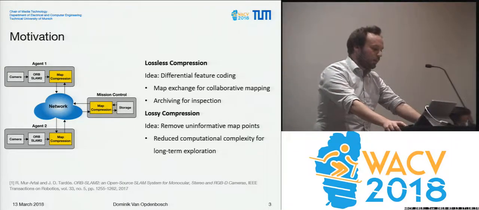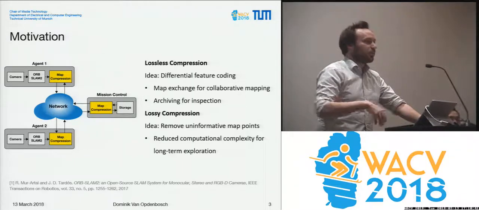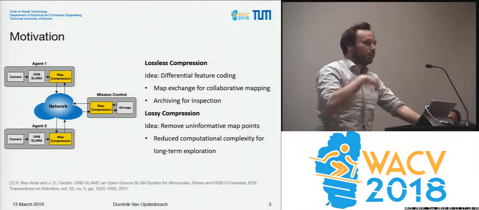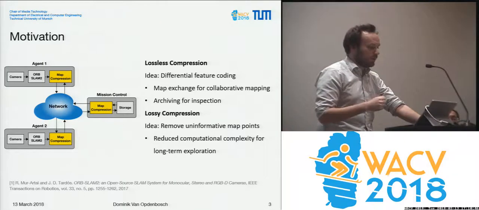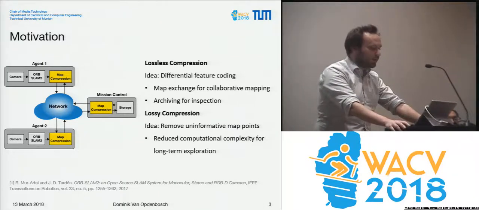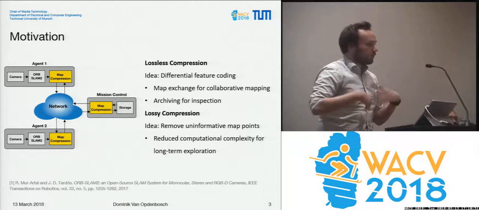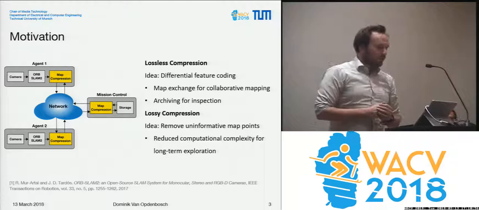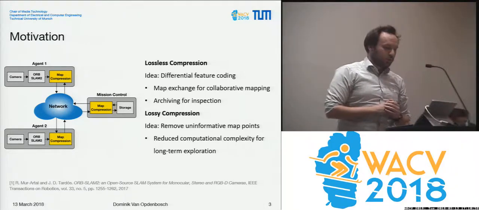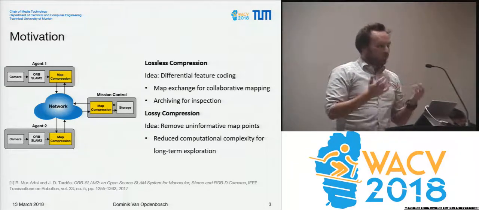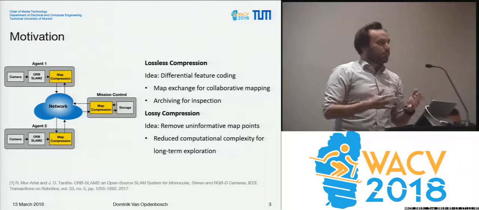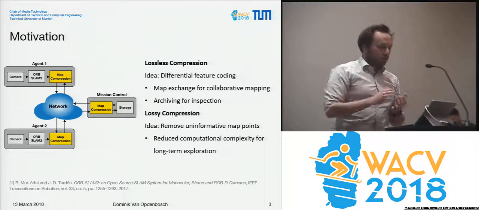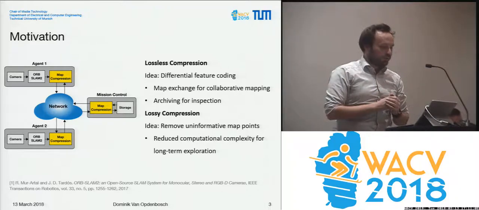Our proposed map compression module consists of two parts. The first one is a lossless compression scheme, which exploits visual similarities between observations of map points obtained from a visual map. This enables collaborative mapping and also archiving the data for later inspection. The second part of the proposed map compression module is the lossy compression, where we remove uninformative points from the map so that we can prevent unbounded growth of the map during long-term operation.